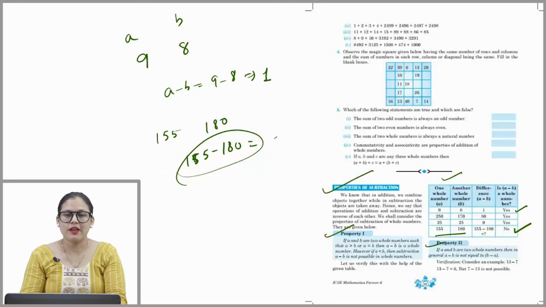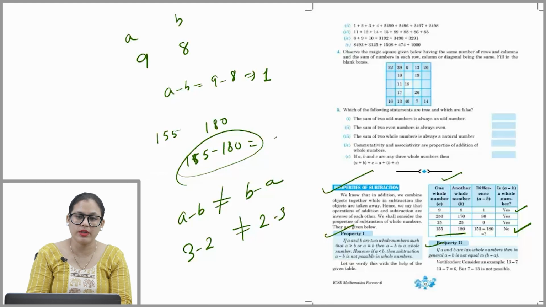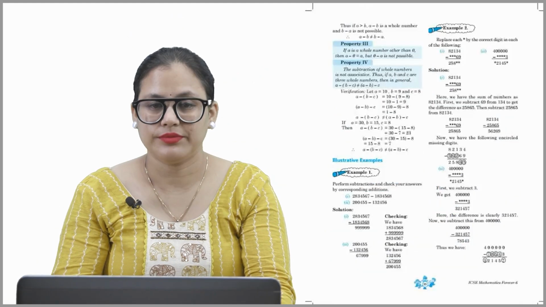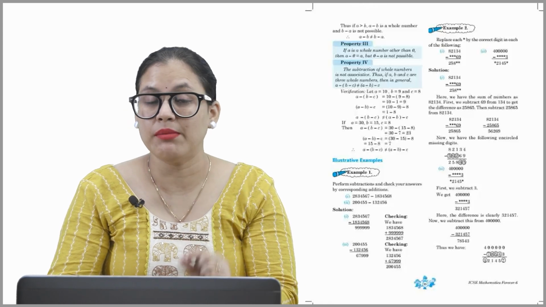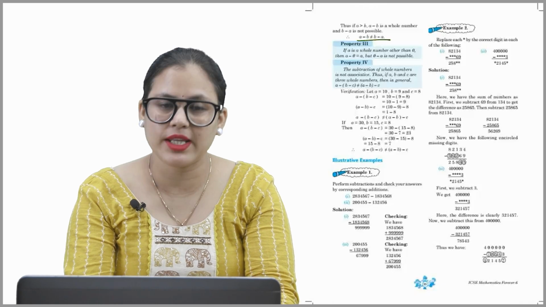Property 2. If A and B are two whole numbers, then in general A minus B is not equal to B minus A. For example, 3 minus 2 is not equal to 2 minus 3, right? Consider an example, 13 minus 7. See, 13 minus 7 is 6, but 7 minus 13 is not possible. Thus, if A is greater than B, A minus B is a whole number and B minus A is not possible. Therefore, A minus B is not equal to B minus A.